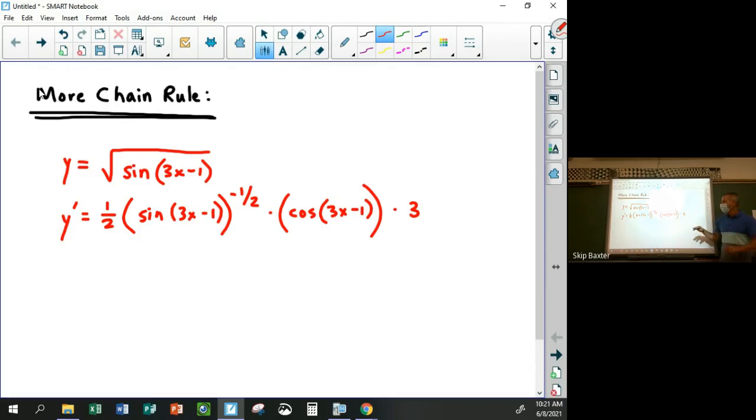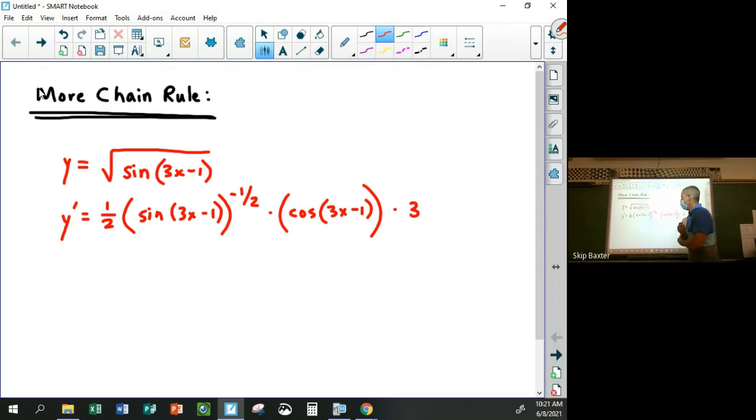Now you're done. So the danger here is people tend to just keep going. Like they'll say times 0 or something like that, because they'll take the derivative of 3. But we already took the derivative of 3x minus 1. You wouldn't want to do that again. You get what I'm saying? So this would be the final answer here.